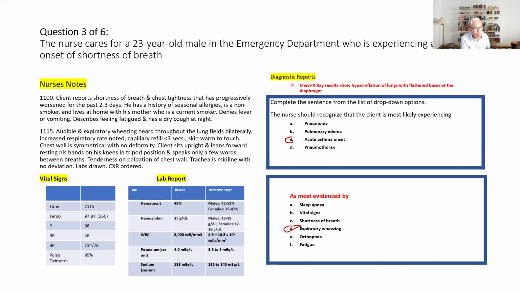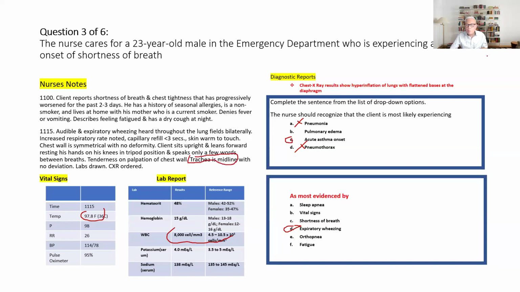All right, so the hallmark finding in asthma is going to be expiratory wheezing, right? Okay, so some of you said pneumonia, but look at the case study again. The temperature is only 97.8, and then the WBCs are this one. So there's not a possibility of it being pneumonia. It's not pneumothorax because, again, the trachea is midline.